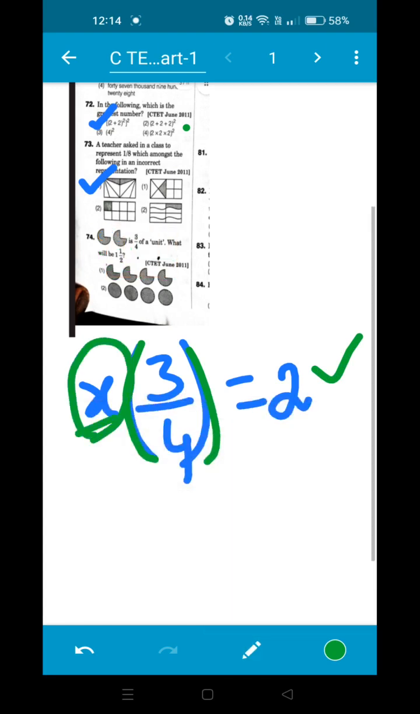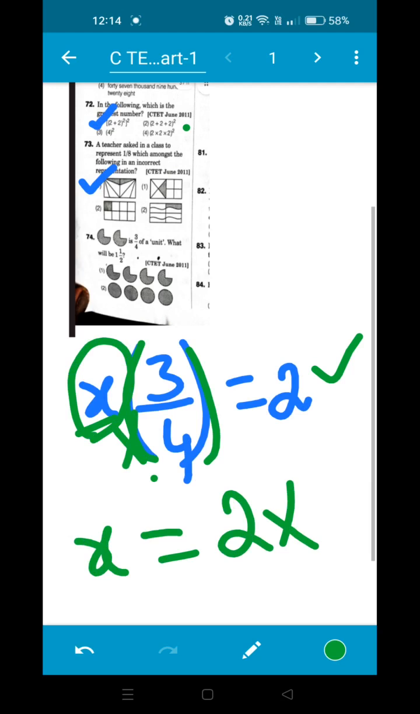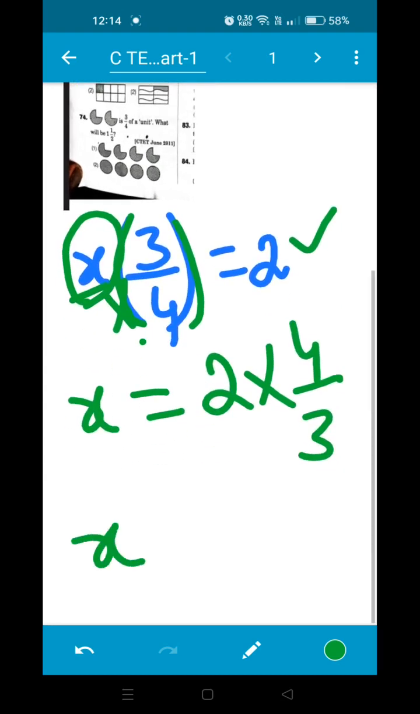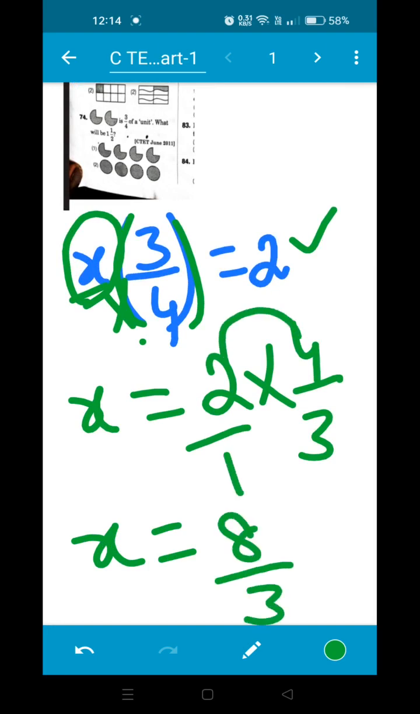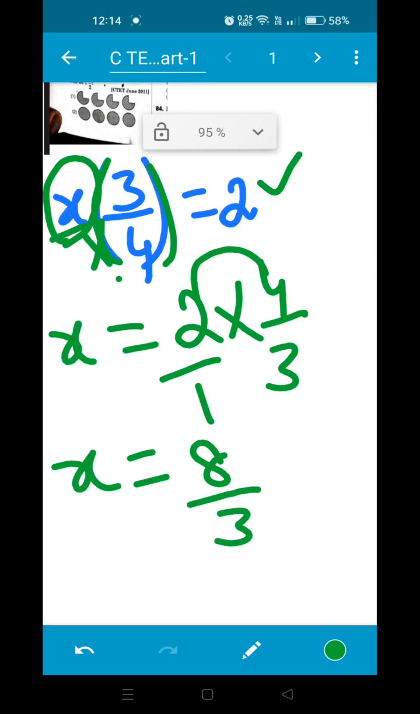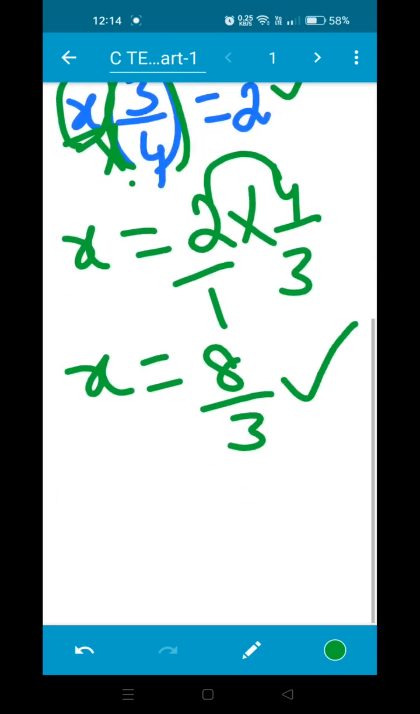So we have to find x first. So x into 3 by 4. If it is going that side, 3 by 4 becomes 4 by 3. Then x is what? 2 into 4, 8 by 3. Multiplication of fractions means numerators multiply, denominators multiply. So x is equal to 8 by 3.